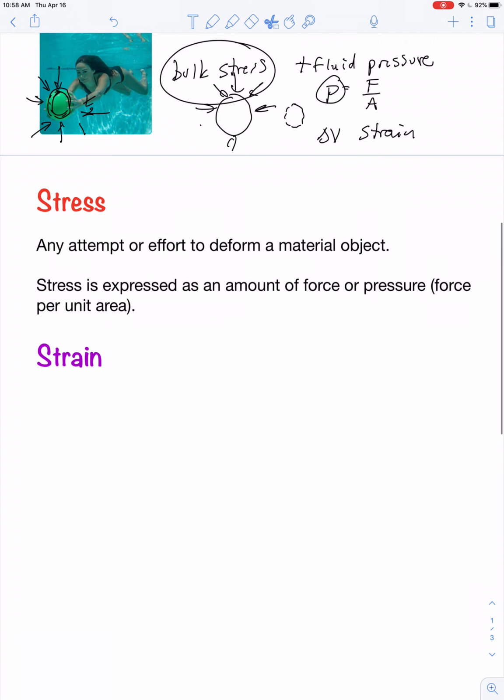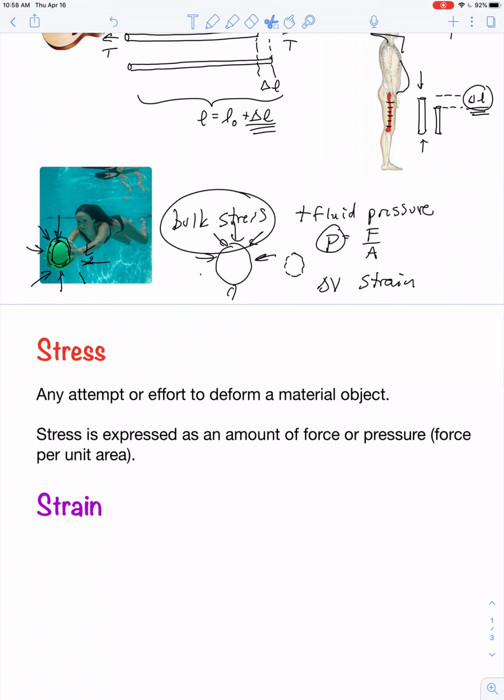Did you catch the way I said it earlier? The stress is the attempt. It's your effort to try and deform some object. So it's either measured in newtons or pascals, where a pascal is equivalent to a newton expressed across 1 square meter of area, right? Yeah, exactly. Stress is expressed as either force or pressure, where pressure is the same thing as force per unit area.